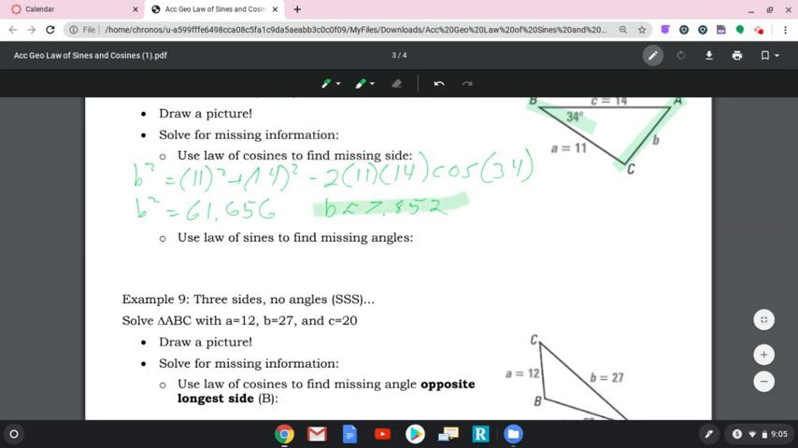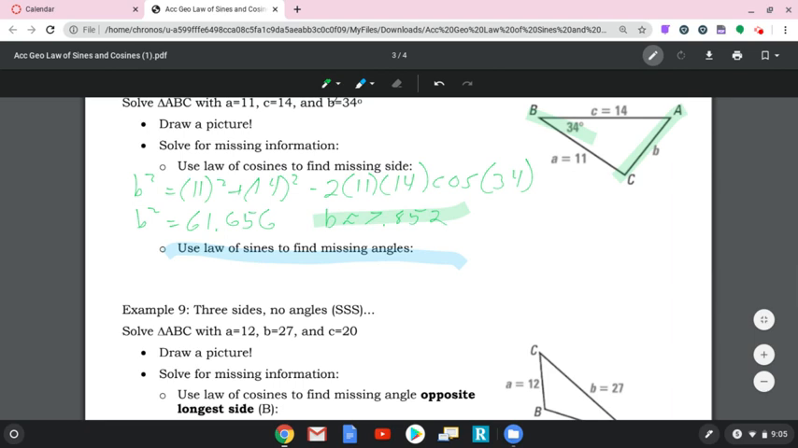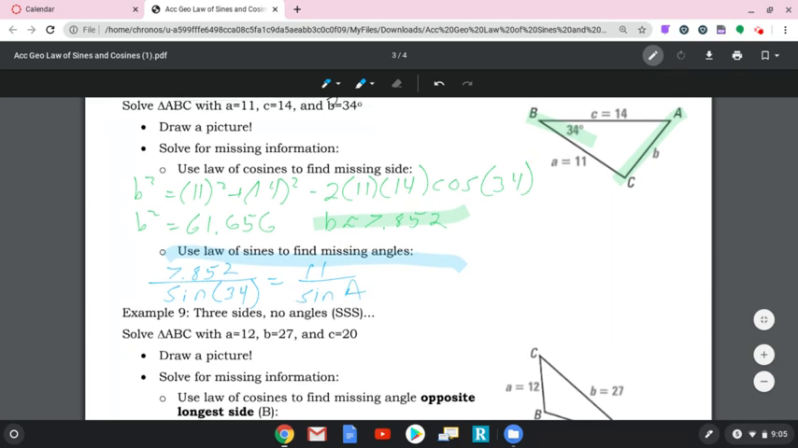Now that we found the unknown side, we can utilize law of sines to find the missing angles. Sometimes that's easier to use than law of cosines. If I'm using law of sines, I ask myself, what side and angle do I have that's opposite it? And I have B now that I solved for it. So we would set up that proportion like we did yesterday: 7.852 over sine of 34 is equivalent to 11 over sine of A, if I want to find angle A first. Now we're going to cross multiply just like we did yesterday.